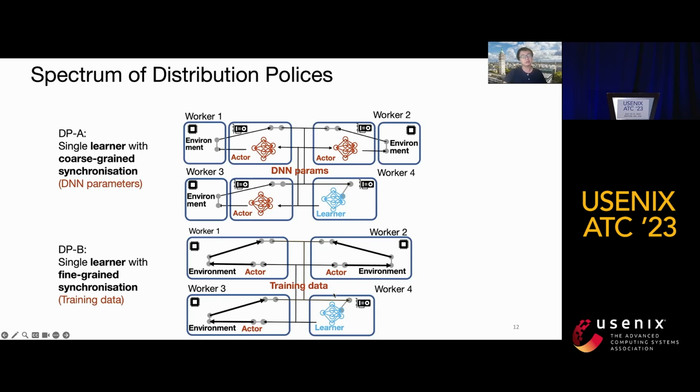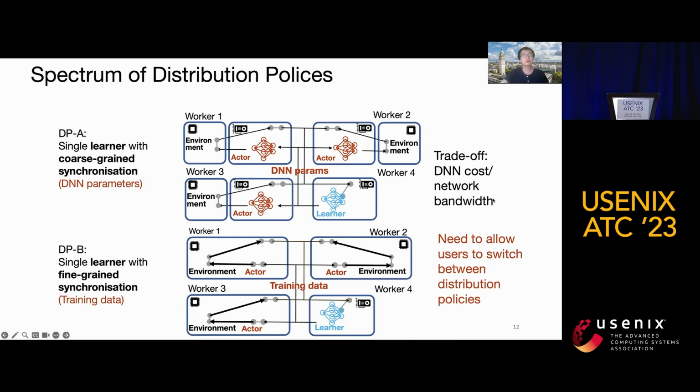These two policies give us some hint, right? For example, there is a trade-off between the neural network cost and the network bandwidth cost, right? We need to pick up the policy to balance those two costs. However, for this selection, we should let the user switch between the different policies, because the user will have very different hardware environments, and those hardware environments will have a very huge impact on different distribution policies.